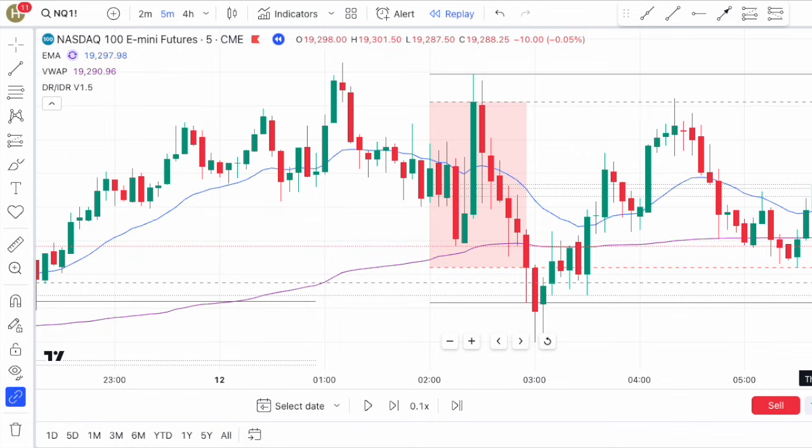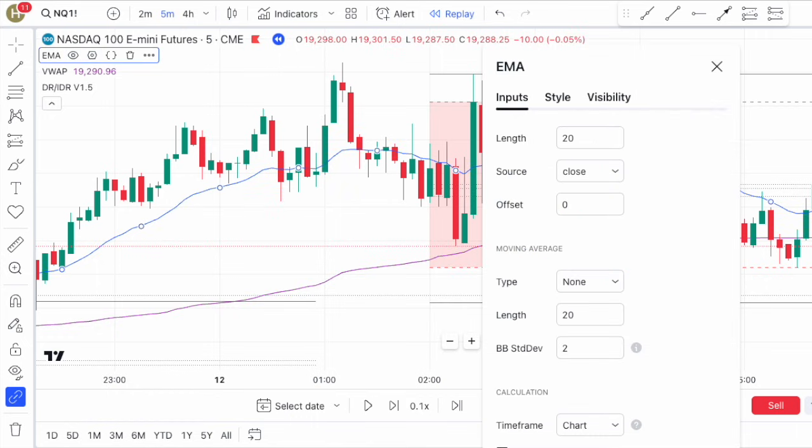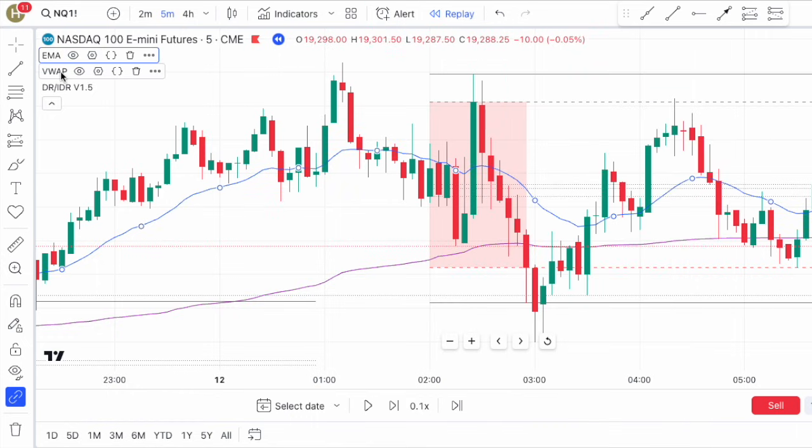So this is TradingView, and this is how I have my chart set up. I know a lot of people don't like the white background. They like to use dark mode, but I don't know, I just like the white. I use 3 indicators, although one of them isn't really an indicator. I use EMA right here, the blue line, with a length of 20. And I use VWAP, which is the purple line right here. And then I use this DR IDR thing.